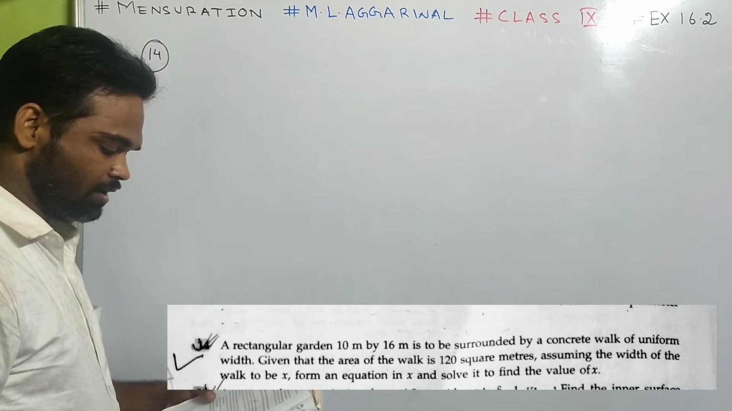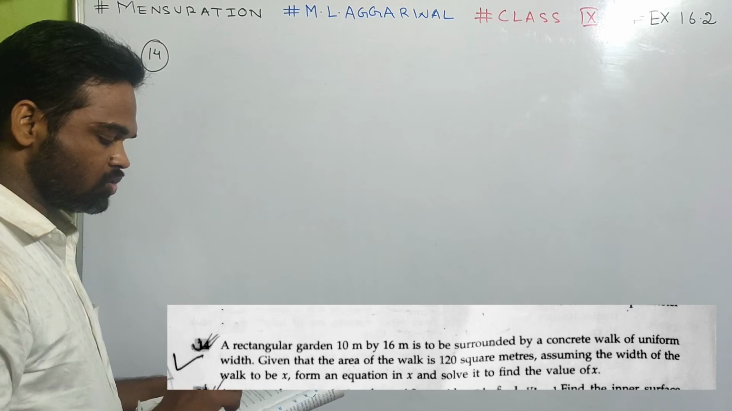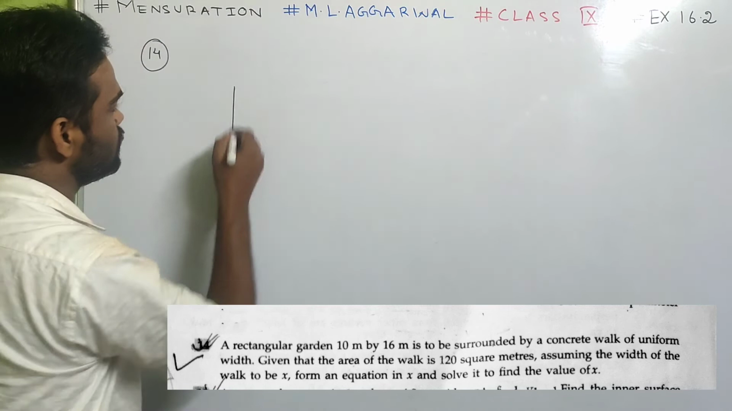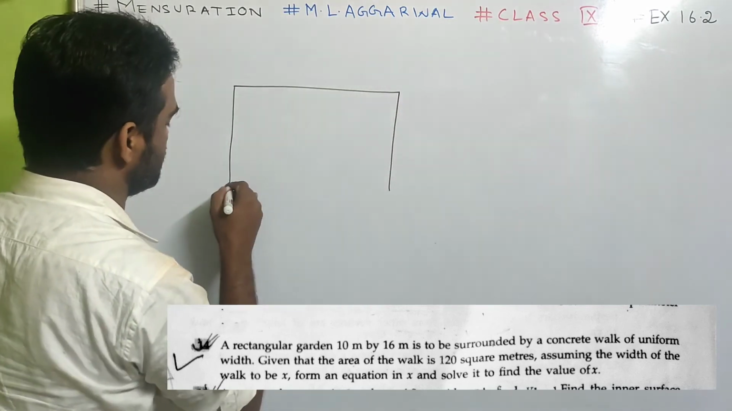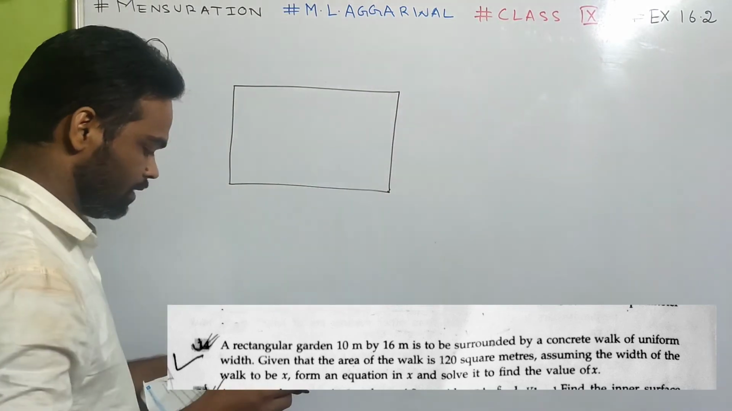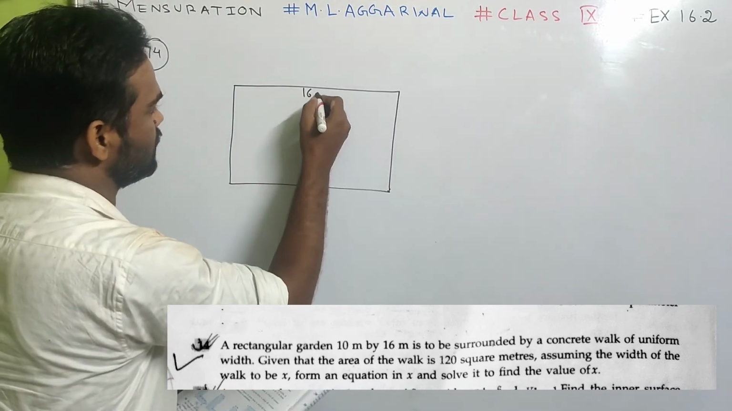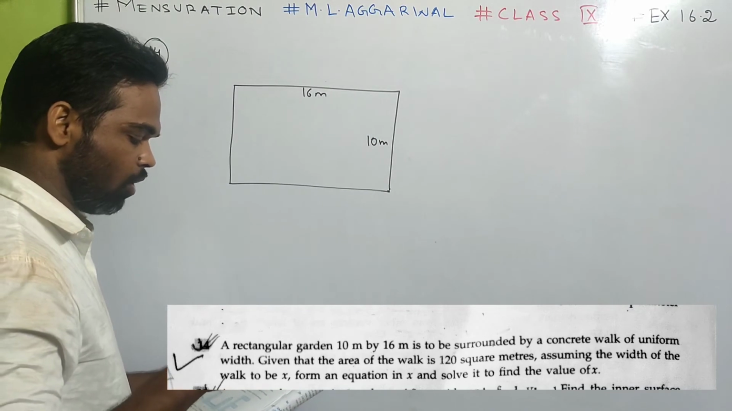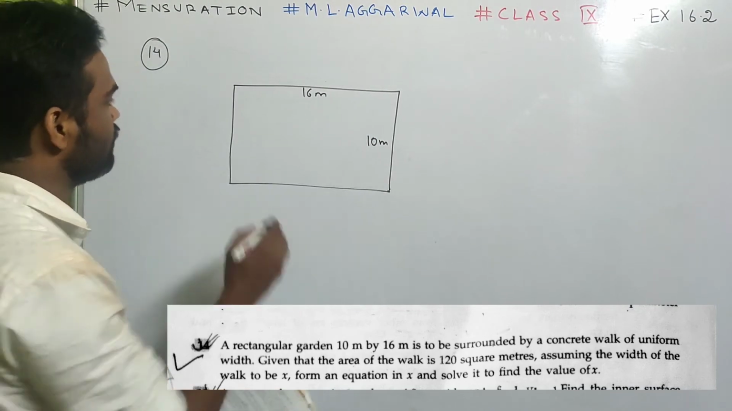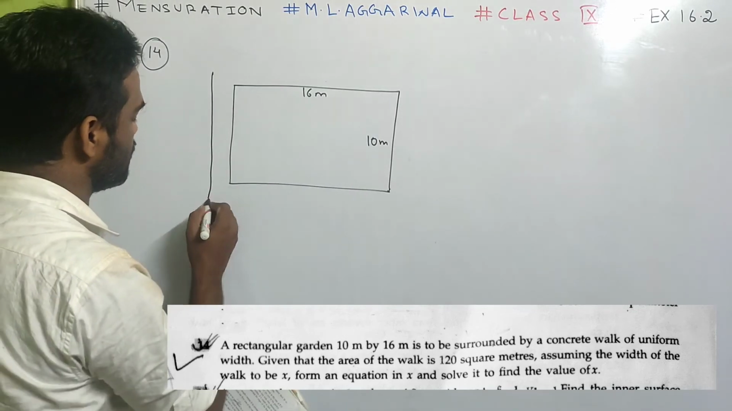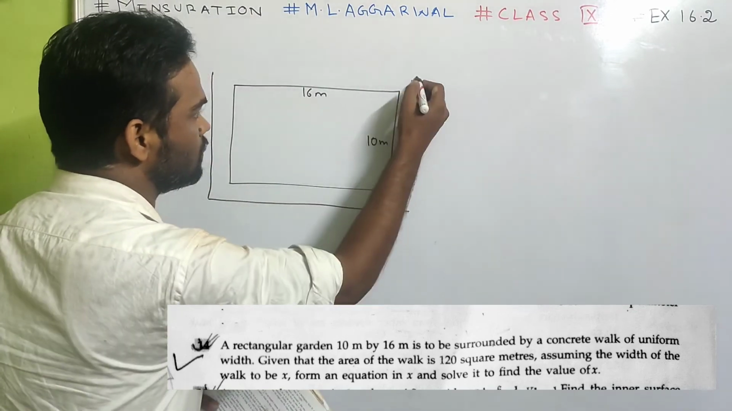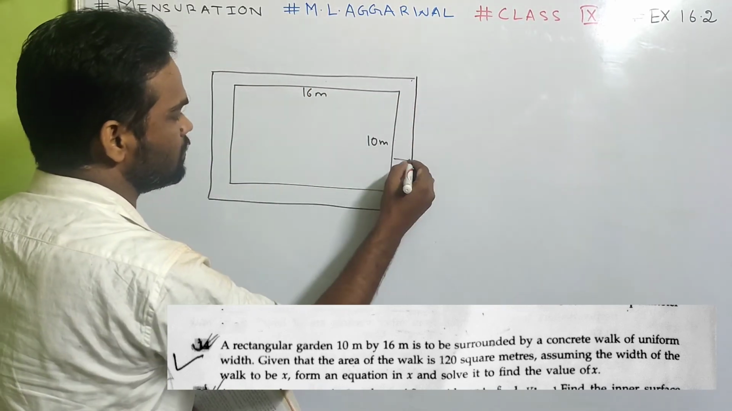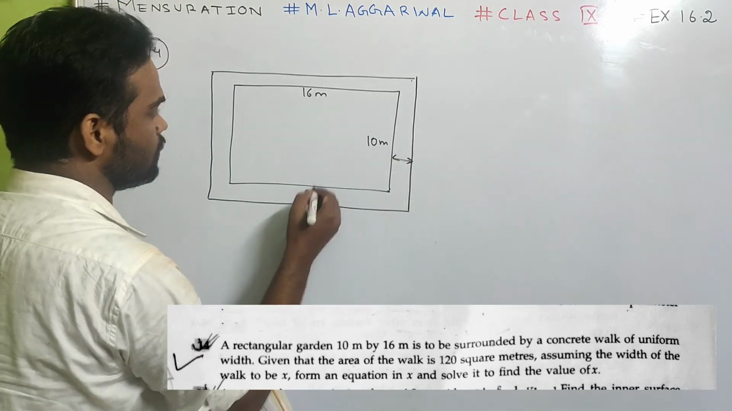A rectangular garden 10 meter by 16 meter is to be surrounded by a concrete walk of uniform width. See, you have a rectangular garden 16 meter by 10 meter. Now it has to be surrounded by a concrete walk of uniform width. Suppose this is your concrete walk, okay? Yes, of uniform width. This is same throughout, uniform, okay?